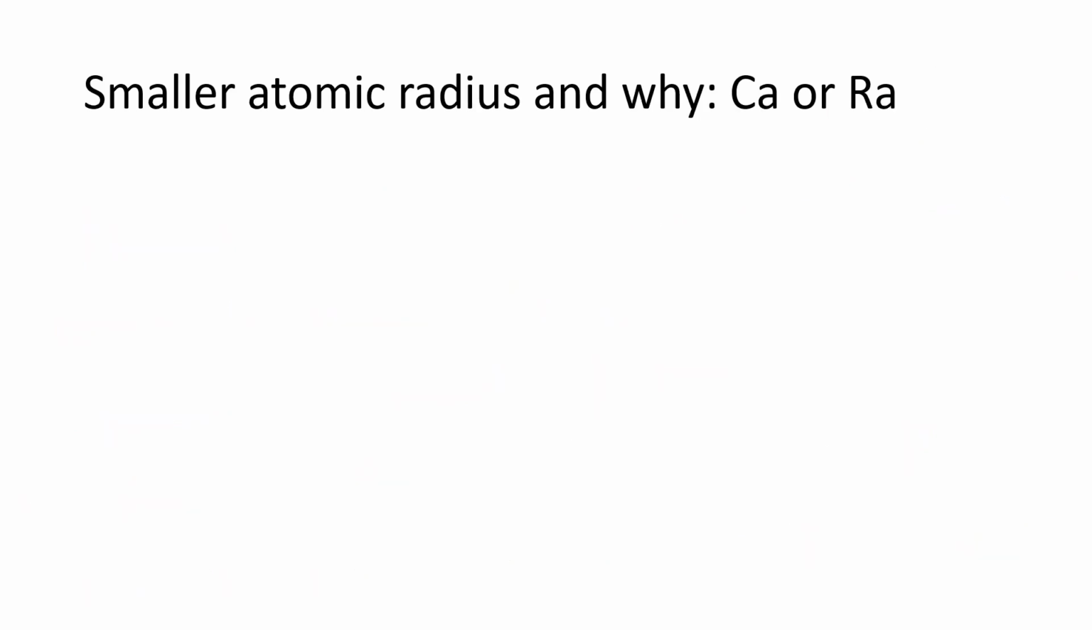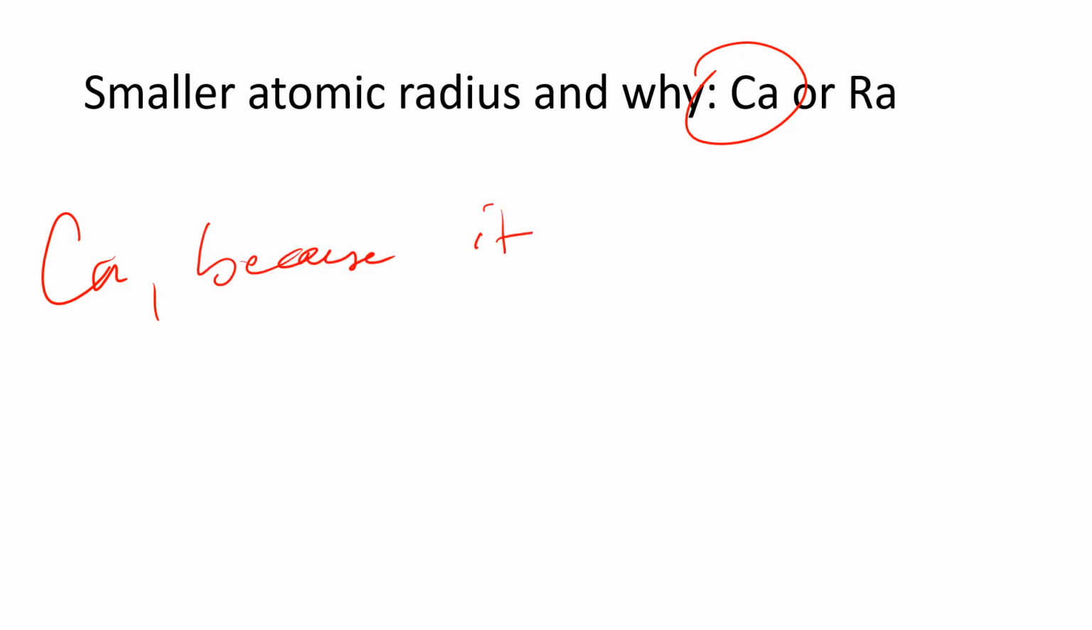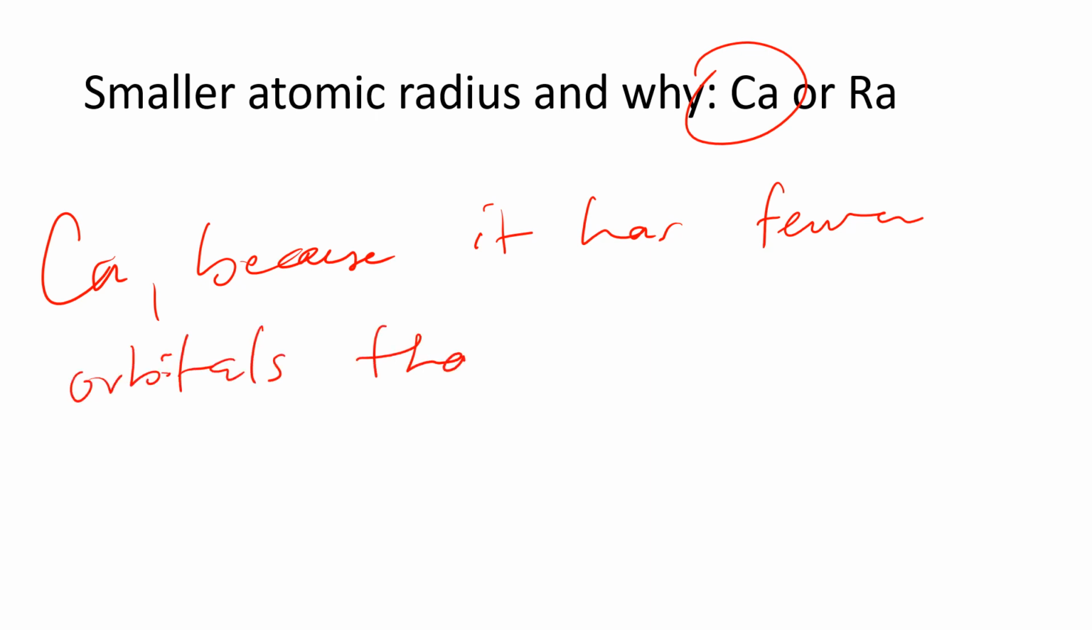Smaller atomic radius, and why? Calcium versus radium. Calcium has a smaller atomic radius because it has fewer orbitals than radium.